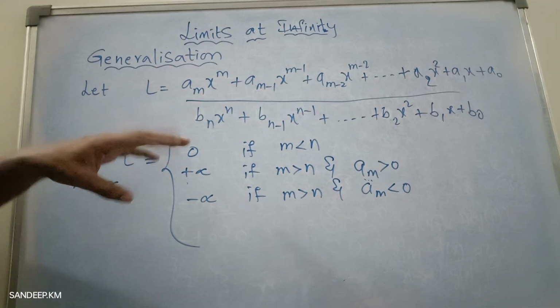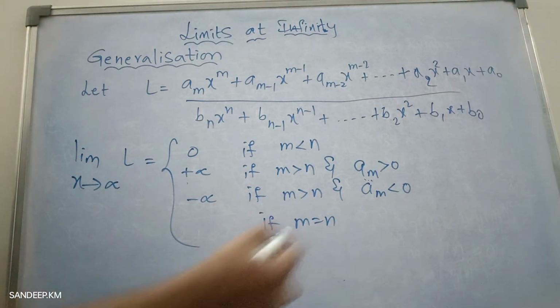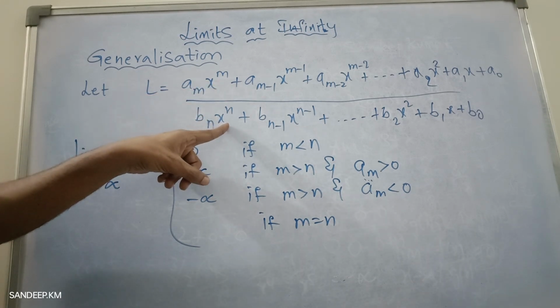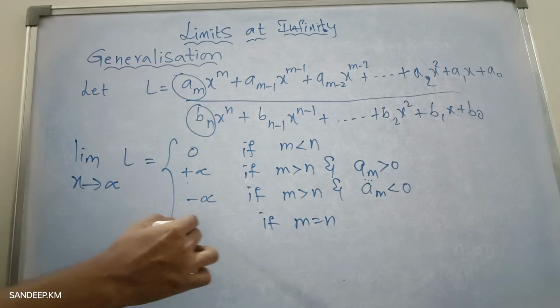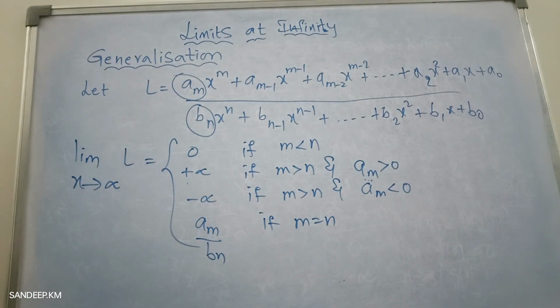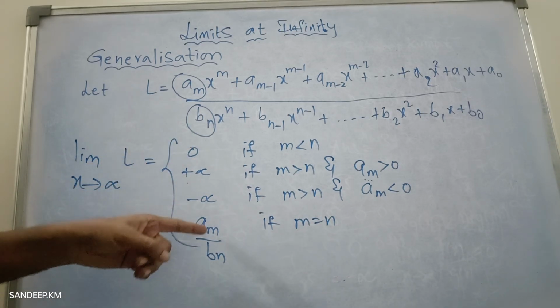Next, what if m is equal to n? M is equal to n means degree of numerator is same as degree of denominator. Then what is the answer? The answer will be am divided by bn. So there are four possible answers. The answer can be 0 or plus infinity or minus infinity, or it can be am by bn.